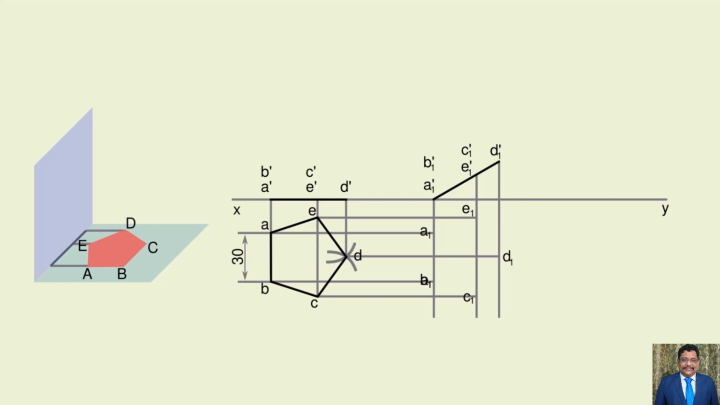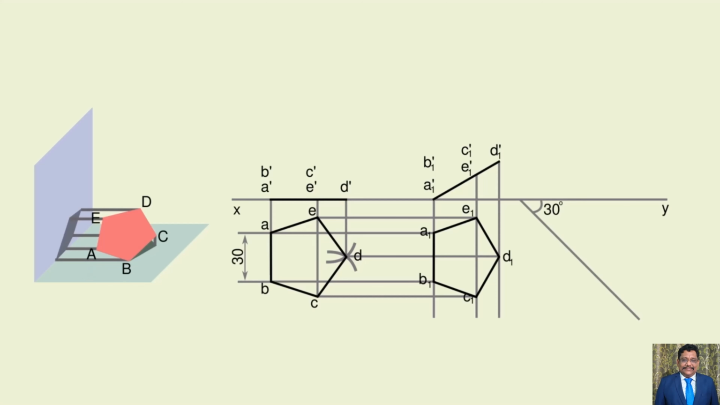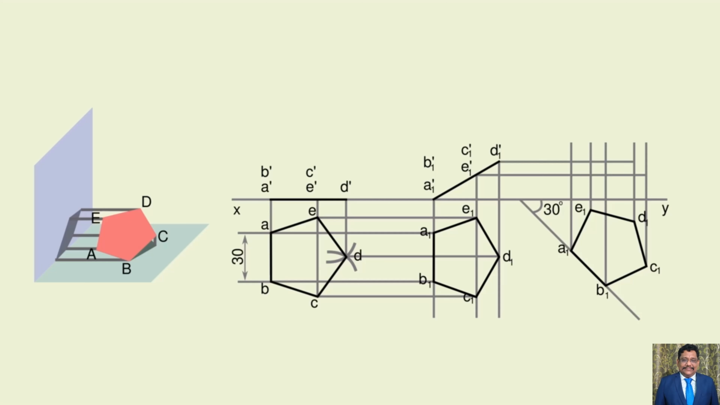Step 3. Now draw a 30 degrees line below the XY line. Keep the pentagon on the 30 degrees line with the A1, B1 side. Mark the remaining points C1, D1, E1 as per the reduced top view. From each point, extend the light lines upward, and extend the light lines from the front view to the right side. Identify the appropriate points and join them. Mark the points as A1', B1', C1', D1', E1'.